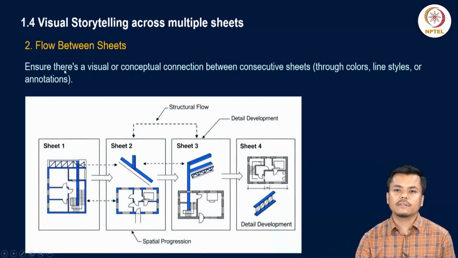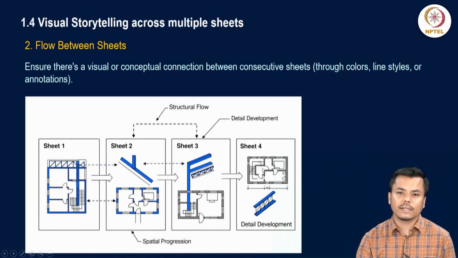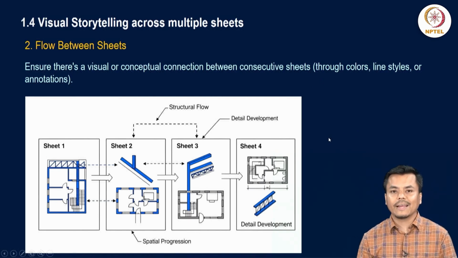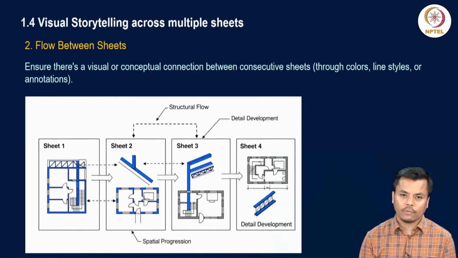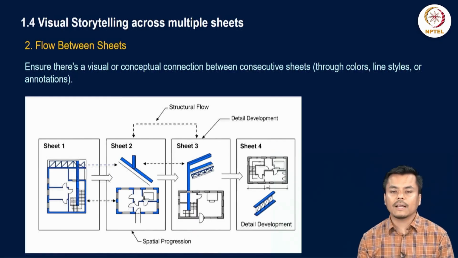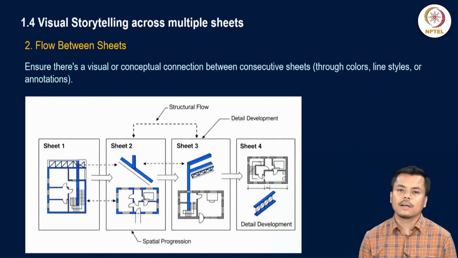Flow between the sheets: ensure there is a visual or conceptual connection between consecutive sheets, so that you maintain similarity in texture or color or the line style and annotation techniques that are followed. So there has to be uniformity in these aspects. If you have followed a certain text size or font style for a particular sheet, the same style has to be repeated in all of your sheets, so that you bind the information into a single set of work.